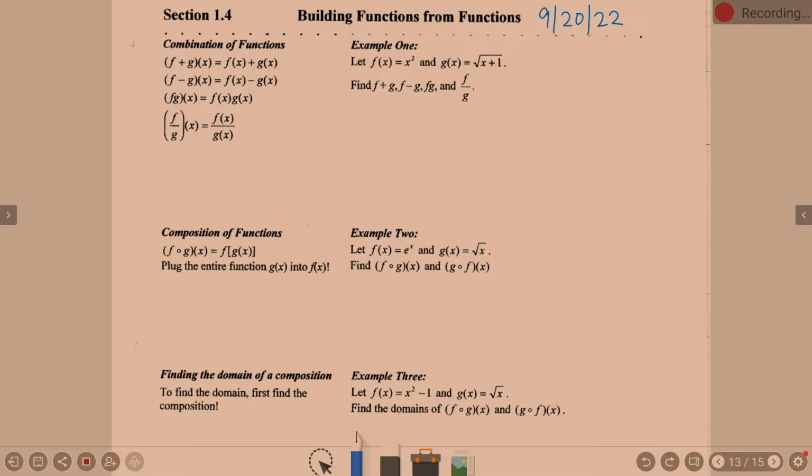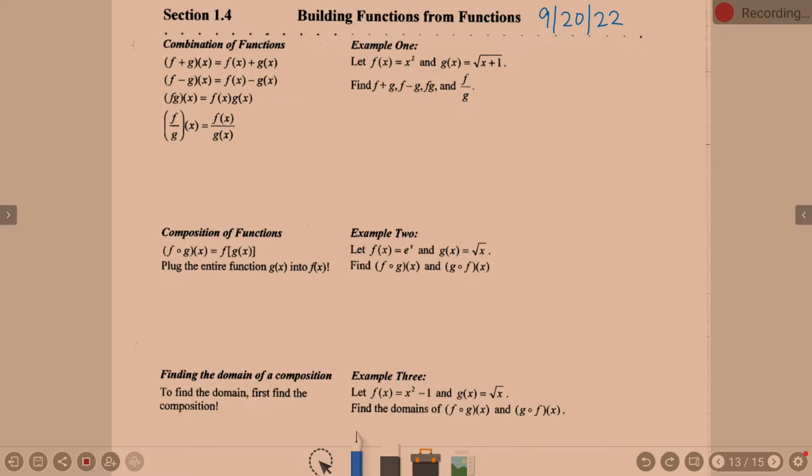Lesson 1.4 is building functions from functions. Basically, looking at what we can do with functions. We'll start with how do we add, subtract, multiply, and divide functions. And then one of the big things we're going to look at is compositions of functions, and just everything that we can do with functions. So, as we start up at the top here, some basic rules for combination of functions.